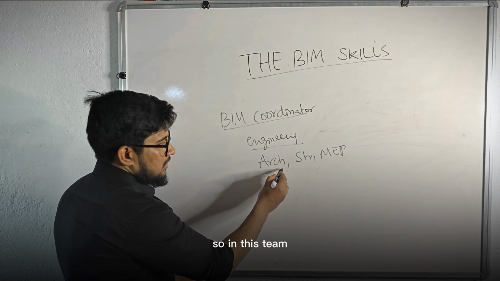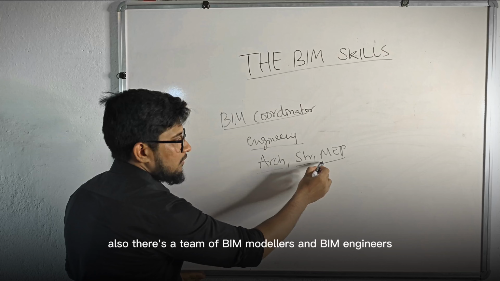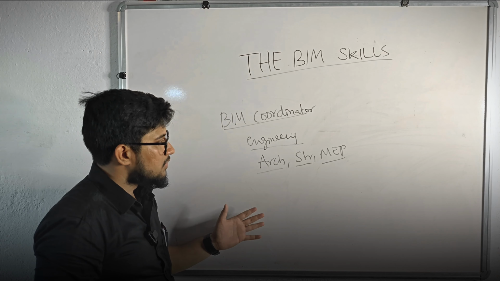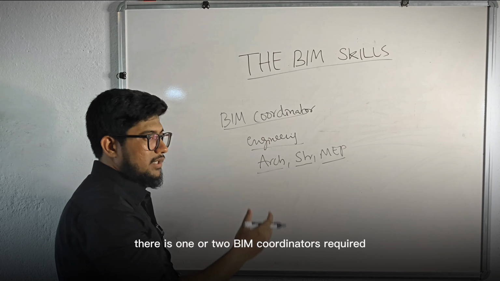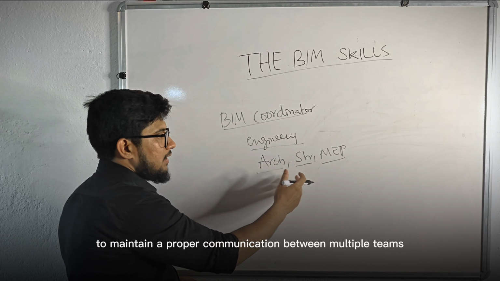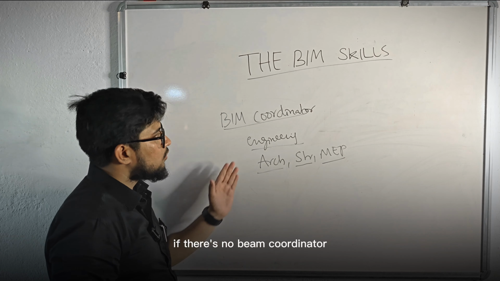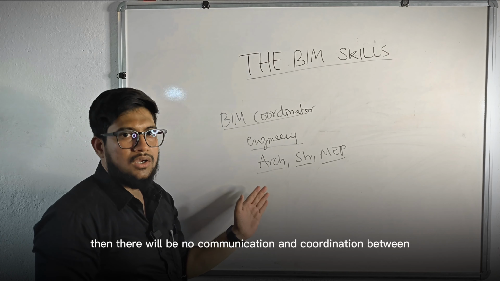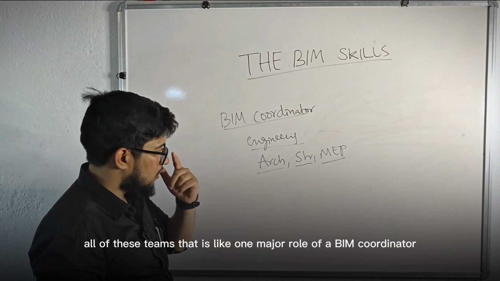So in this team you see there's a team of BIM modelers. Here also there's a team of BIM modelers and BIM engineers, and also designers are included here. So there are one or two BIM coordinators required to maintain proper communication between multiple teams. If there is no BIM coordinator, then there will be no communication and coordination between all of these teams. That is one major role of a BIM coordinator.